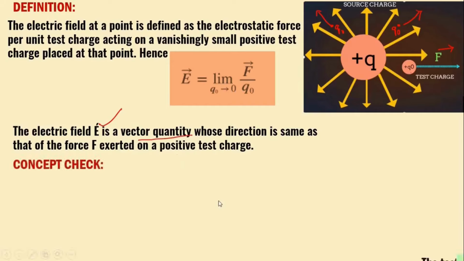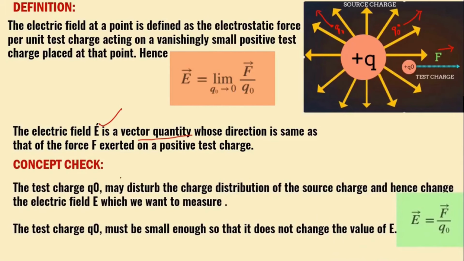Now, there is one concept check. What does it have to say for us? The test charge Q naught may disturb the charge distribution of the source charge, and hence it may change the electric field which we want to measure. If we take Q naught to be of a measurable quantity, that means a certain big amount like 1 coulomb, 2 coulomb or certain microcoulombs, its presence can affect the field lines of the source charge, which we do not want.